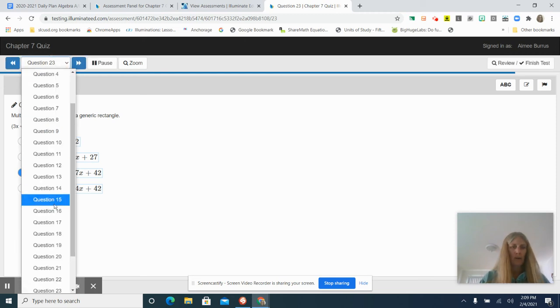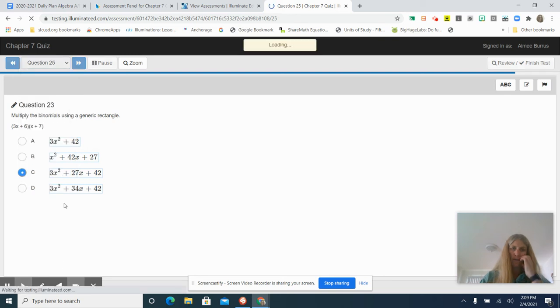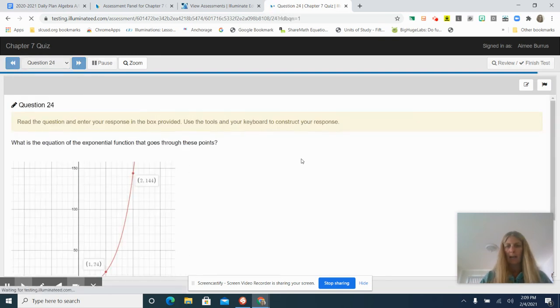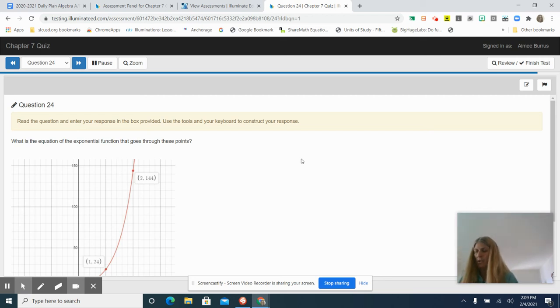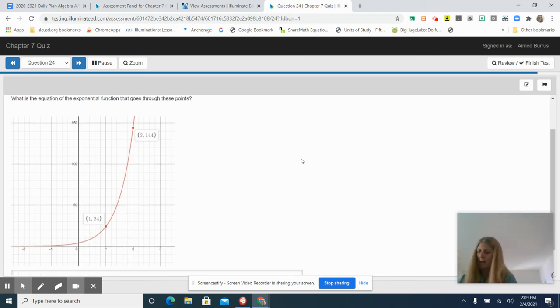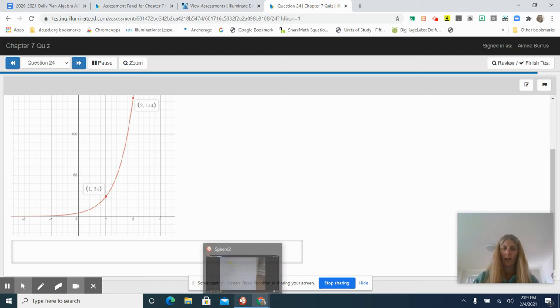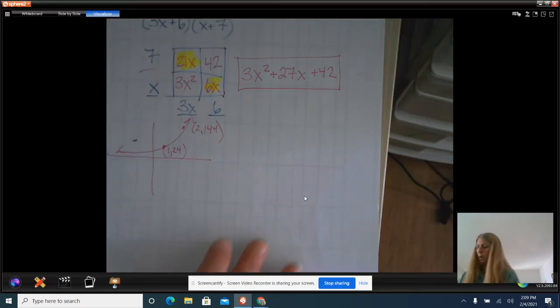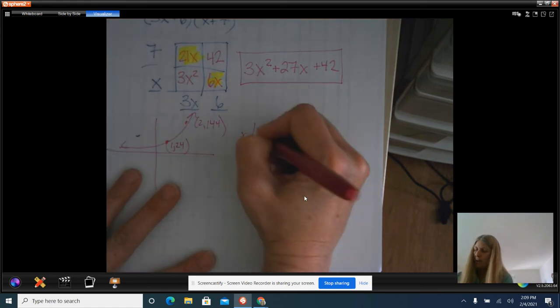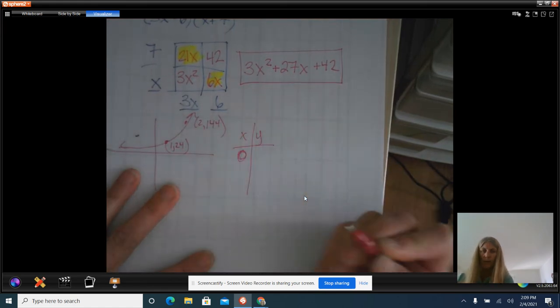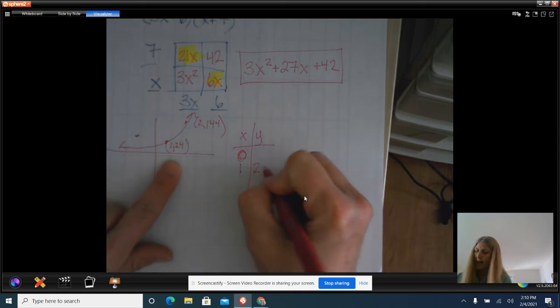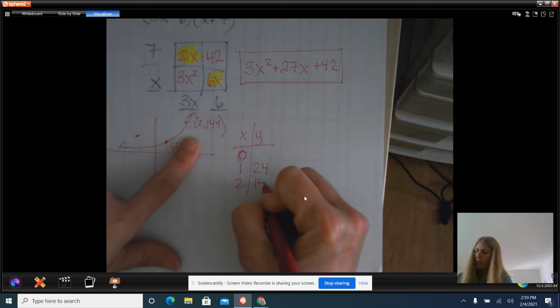Okay, the last question that we're going to go over is question 24. Question 24 and 25 are very similar, and we did this in class numerous times in your notes. So basically, we're looking at exponential growth in this case, and we're given 2 points, (1, 24) and (2, 144). We're going to type in the equation, and I'll show you how to do that. Some people had a hard time typing those in as well. So the first thing that I do is I make an XY table. I start with 0, and then I type in the pairs that I have, (1, 24) and (2, 144).